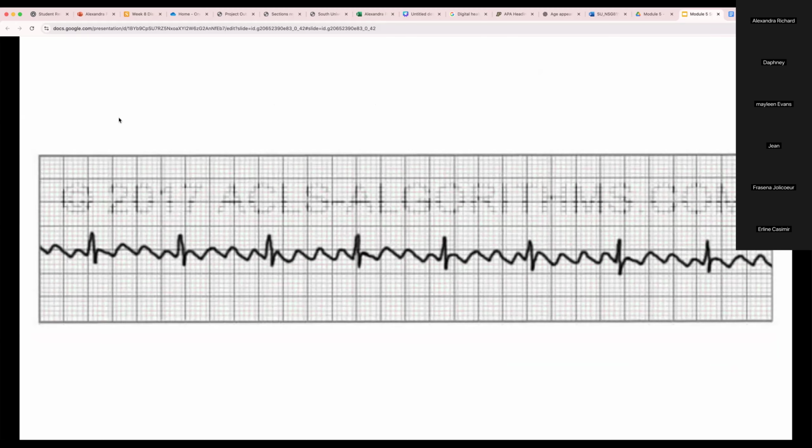Okay. Is this rhythm normal? Is it sinus? Very good. And what is the name of this rhythm?